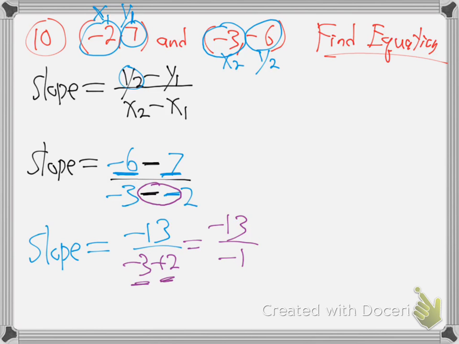And then 2 negatives? Positive, regular 13, huh? Slope is 13. Slope is 13. We good so far? That's step 1.